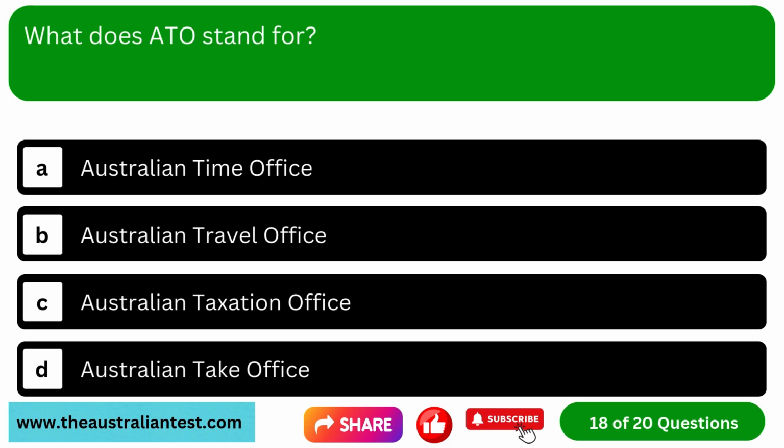Question 18. What does ATO stand for? Option A, Australian Time Office. Option B, Australian Travel Office. Option C, Australian Taxation Office. Option D, Australian Take Office.